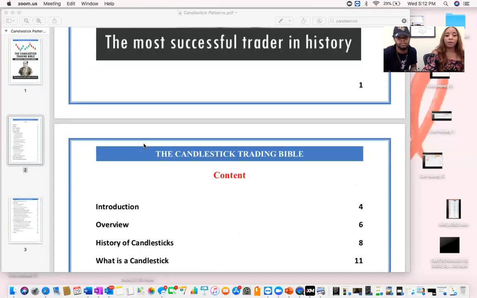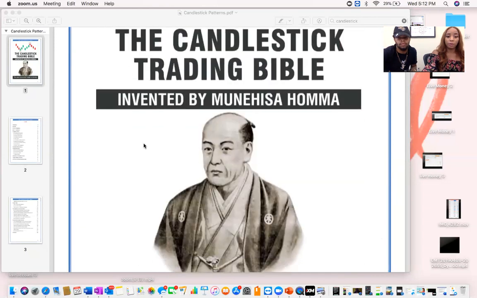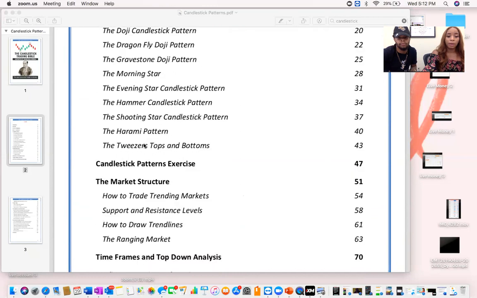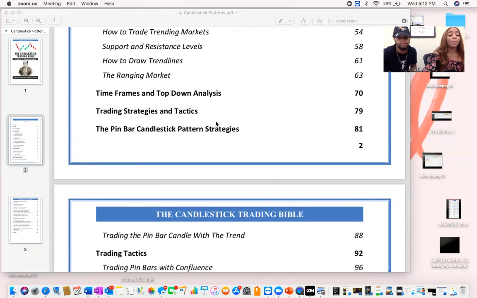So as you know, we're in the Candlestick book. This should be found in the QC information group chat if you're a part of our team. And if you go right here, page 70, time frames and top-down analysis. This is after you found out how to do resistance, trend lines, the different market structures and everything. We're talking about price action and naked trading right now. So we're gonna go ahead and share our screen.